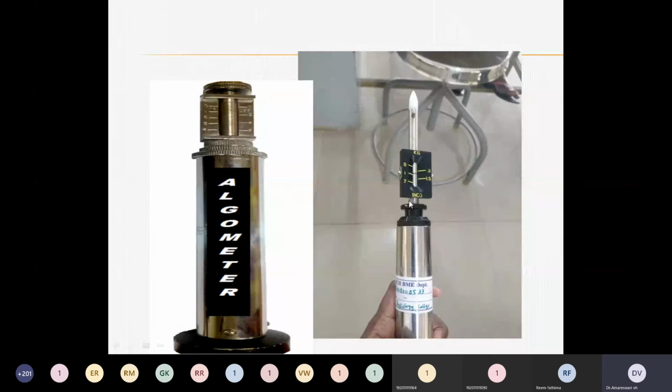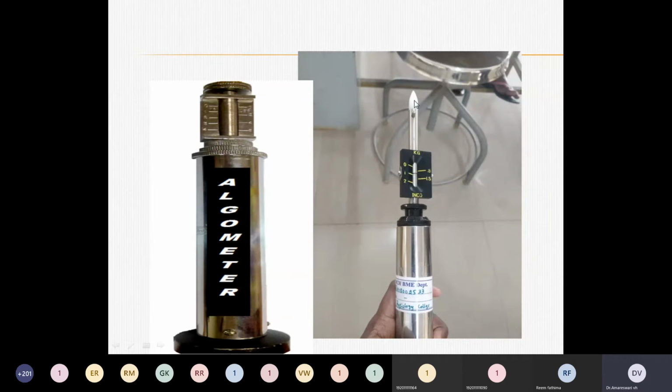So take care while you are using the pressure algometer. This is the blunt end, you can use this blunt end to check the pressure sense. But if you apply it for a longer period, you are going to sensitize the pain sensation. So make sure that you are not giving pain sensation.